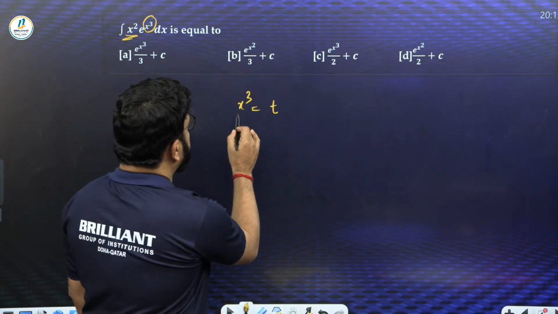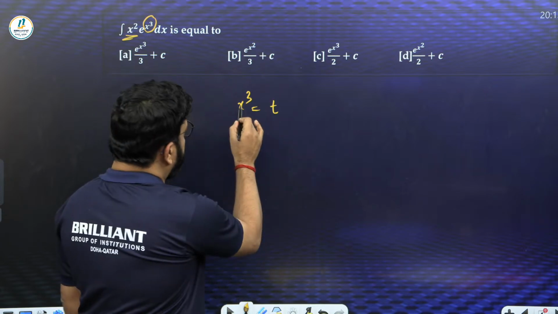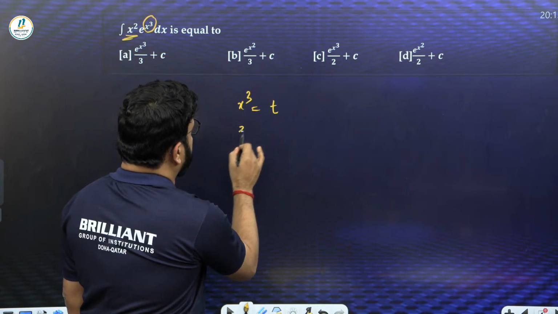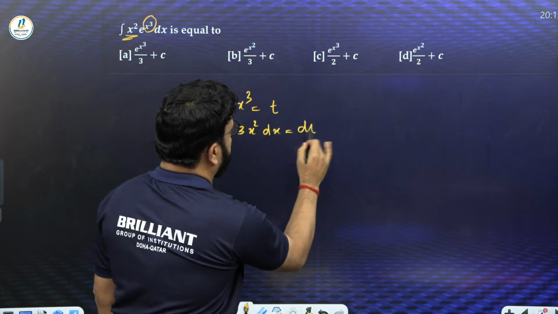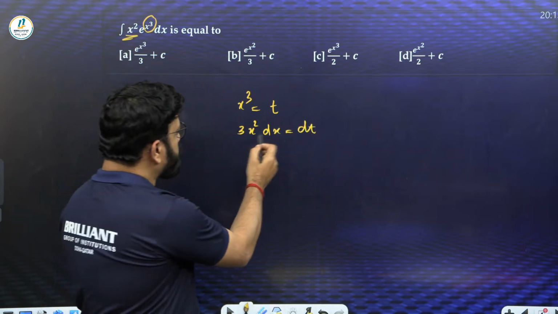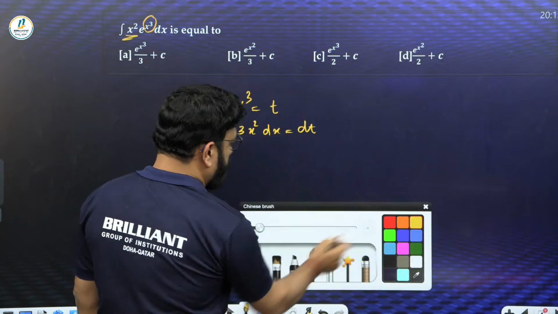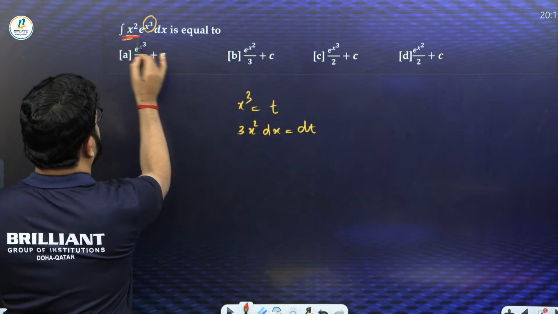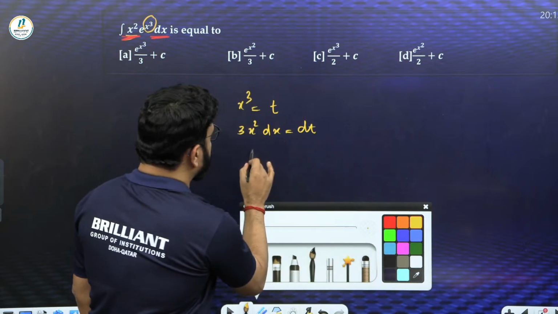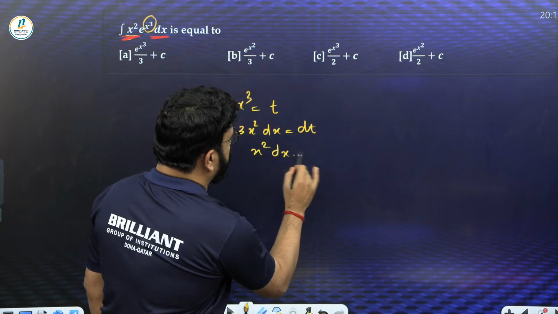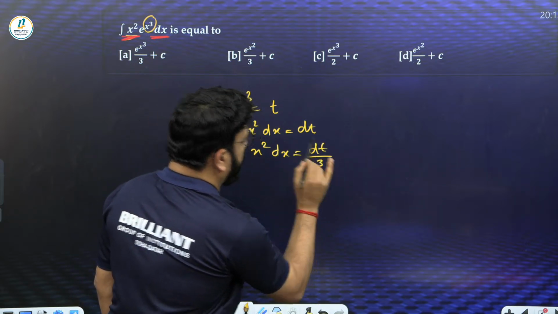Then take the derivative on both sides. What is the derivative of x cube? 3x square dx, and here dt will come. x square dx is in the question, x square is there, dx is there. Keep that on the left side. x square dx equals dt upon 3.